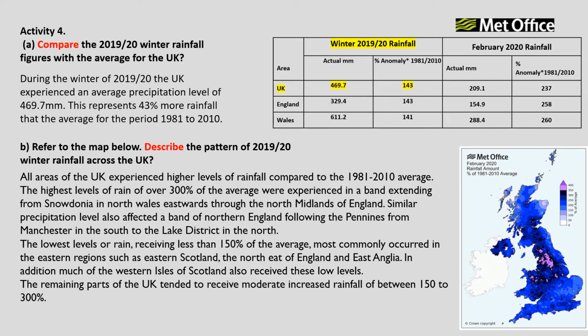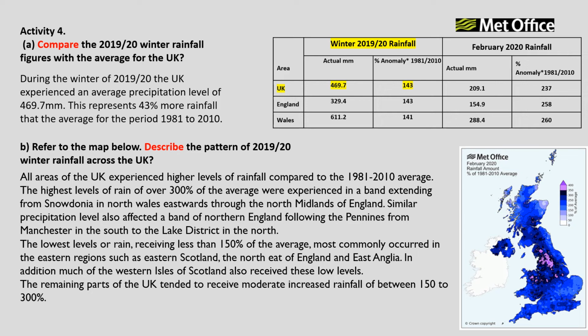category. As you can see from the model answer, or the example answer, it's not a model answer because I'm sure you could all write perfect answers as well. For each section, we've stated what the section is. So highest levels of rain are over 300%. We've then given examples using geographical locations.